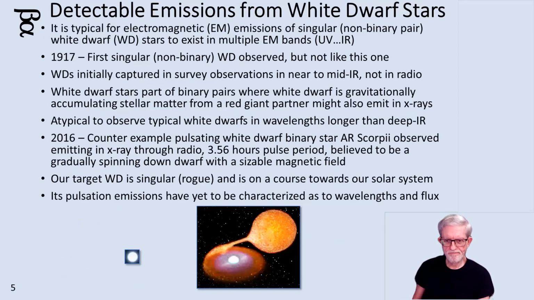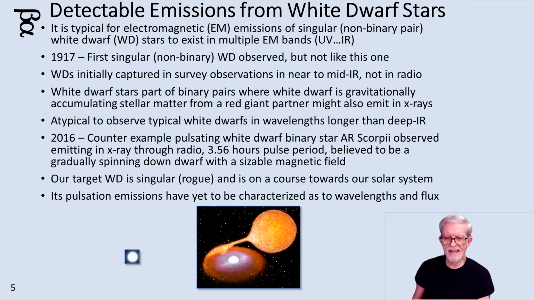So detectable emissions from white dwarfs, typically we'll see white dwarfs categorized as either singular or in a pair with another star. In 1917 was our first observation of a singular non-binary white dwarf. They're typically captured in survey observations because they're not all that bright or exotic and don't have a lot of nebulosity around them. The white dwarfs that we catch in pairs are due to a white dwarf drawing stellar matter off of usually a red giant next to it in orbit, in a pair with it.